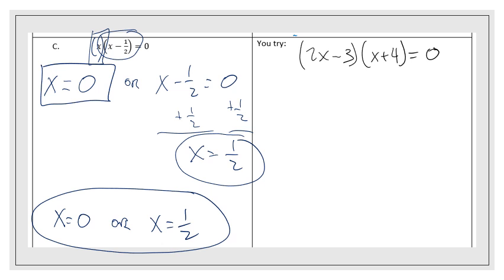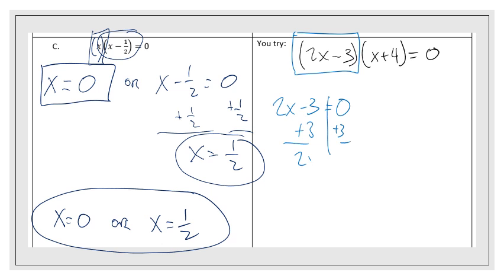All right, welcome back. Let's see how you did. Take your factor of 2x minus 3 and ask yourself, when will that equal 0? Well, solve for x now. On both sides of the equal sign, I'm going to add 3. So I'll get 2 times x is equal to 3. Then I'm going to divide both sides by 2. So x comes out to be 3 halves. And that's one solution.